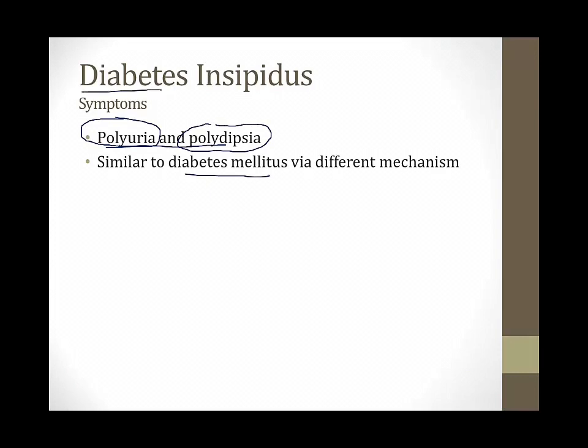That's why it's called diabetes. Diabetes mellitus, as you may know, is caused by glucose in the urine. And years ago, when people tasted the urine of patients with diabetes mellitus, it was sweet. Therefore, they named it diabetes mellitus. The word mellitus means sweet.